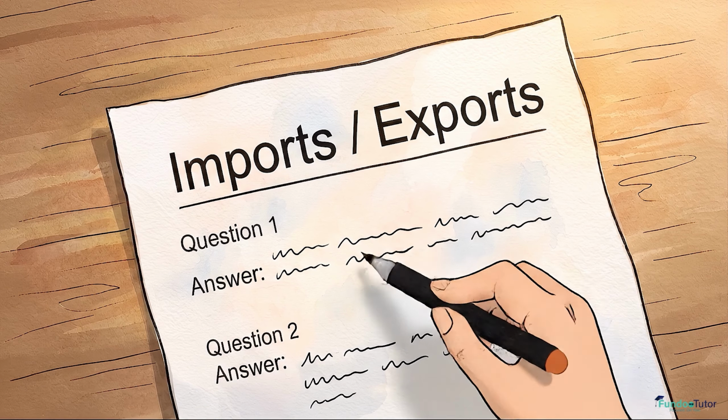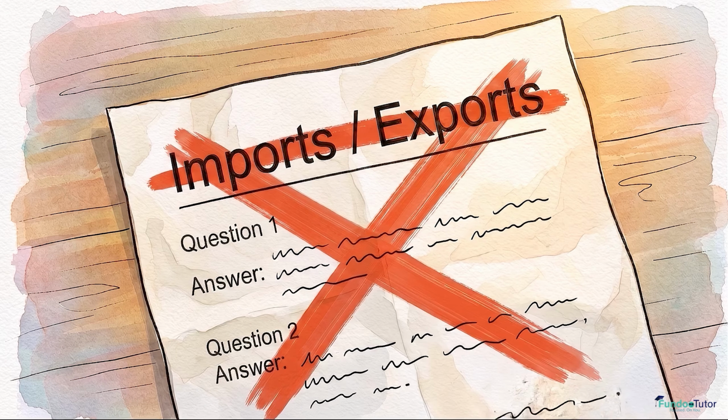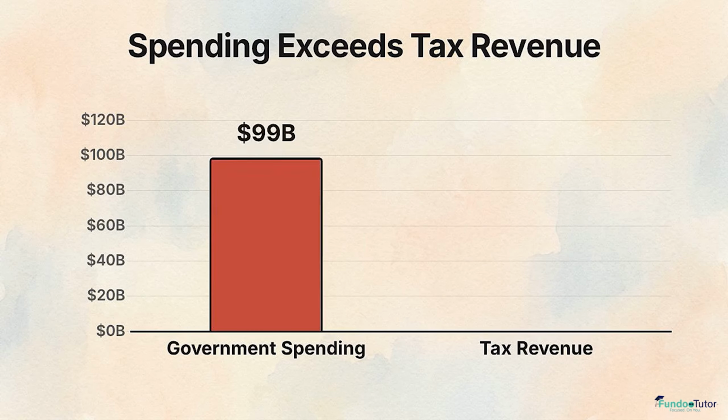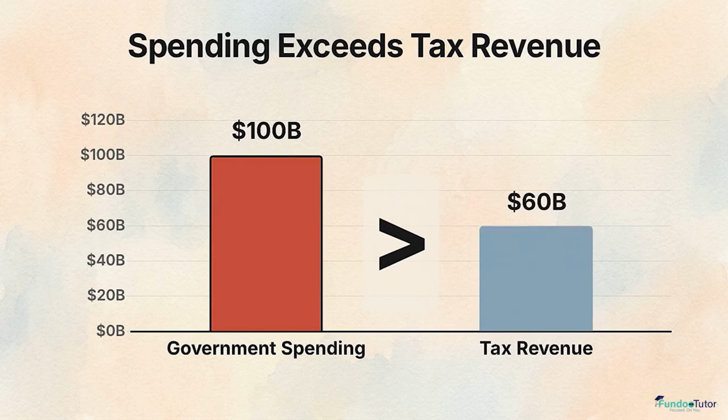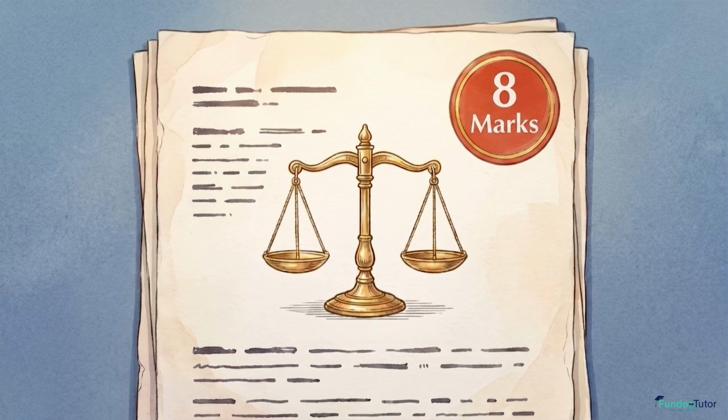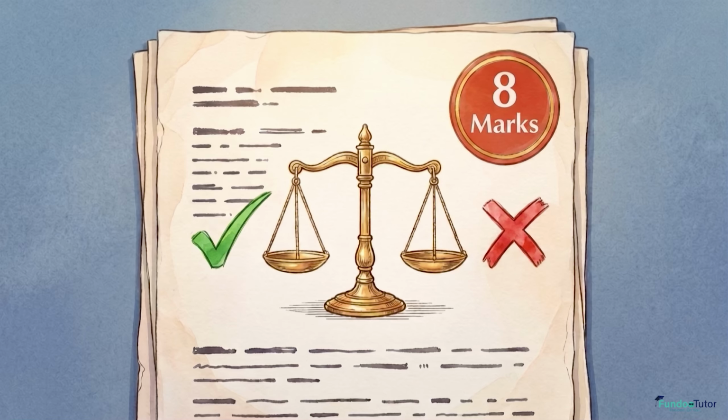The second major error is confusing a budget deficit with a current account deficit. A budget deficit has absolutely nothing to do with imports and exports. It strictly means that government spending is greater than its tax revenue for the year. Finally, remember that any 8-mark discuss question demands a balanced argument. You must explain both why a policy will work and exactly how it might fail to secure those evaluation marks.